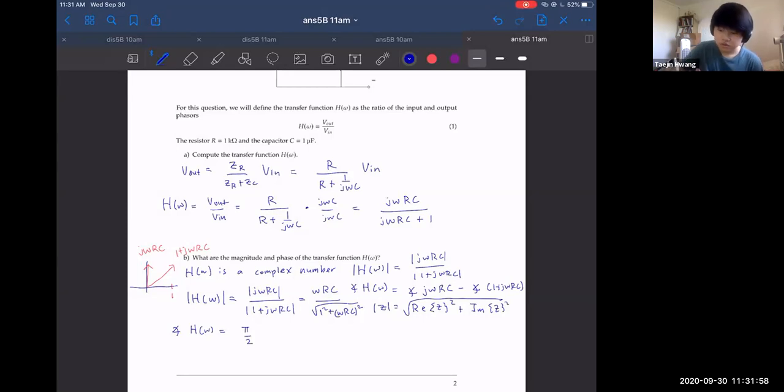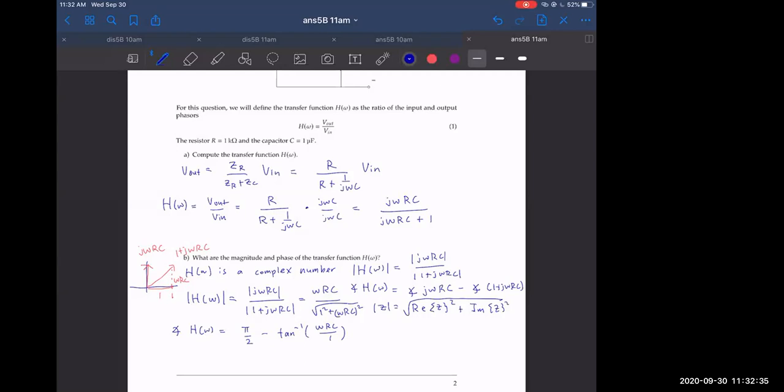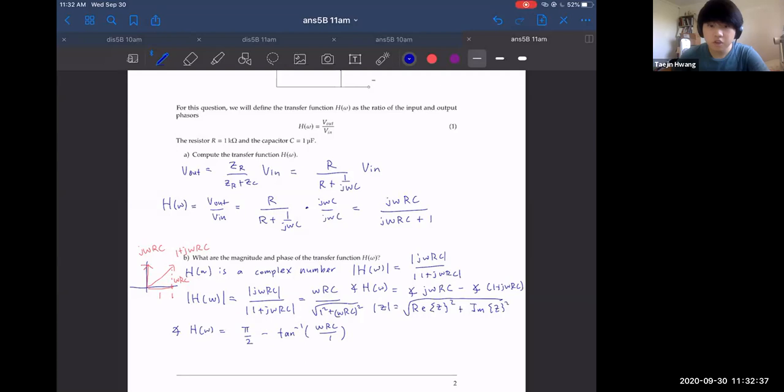And then the phase of 1 plus j omega RC. A lot of people in the breakout rooms had this question of how to do this. Since the phase is just the angle of the complex number from 0, it is going to be the arctangent of omega RC all over 1, since the vertical height is omega RC and the horizontal width is just 1. These are just some triangle properties from trig. All right, did anyone have any questions about all of this?